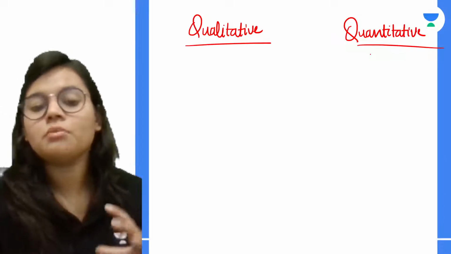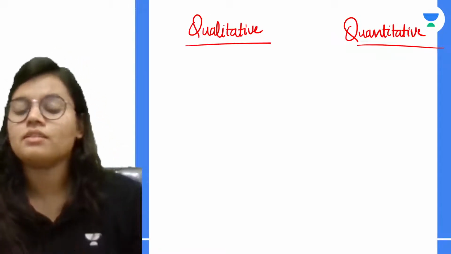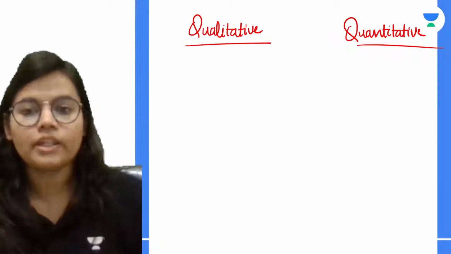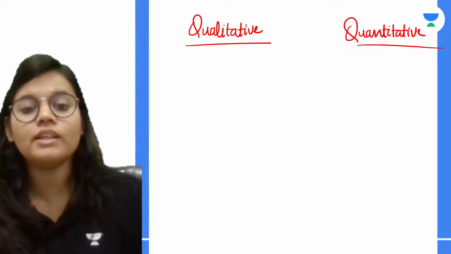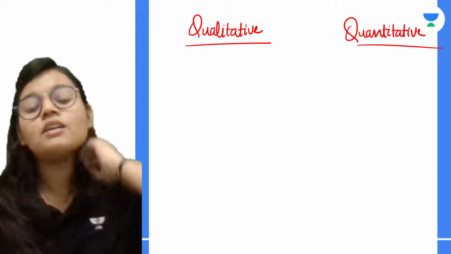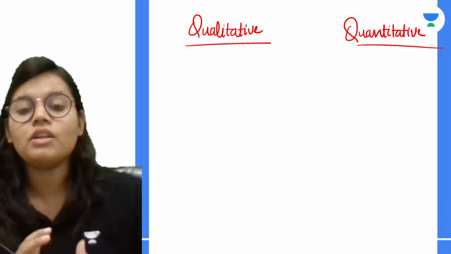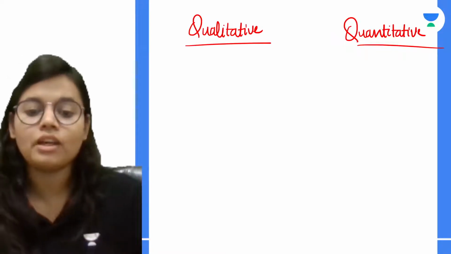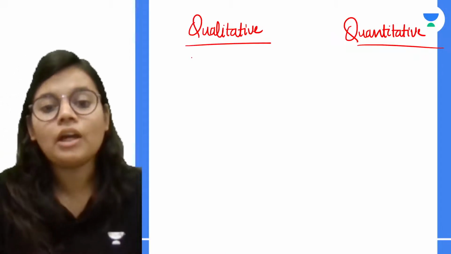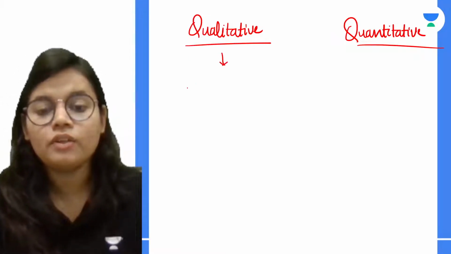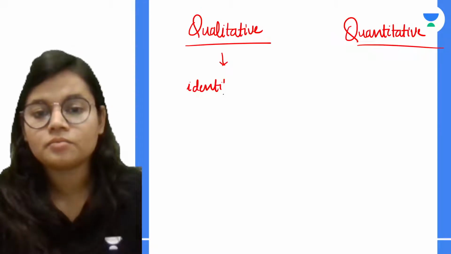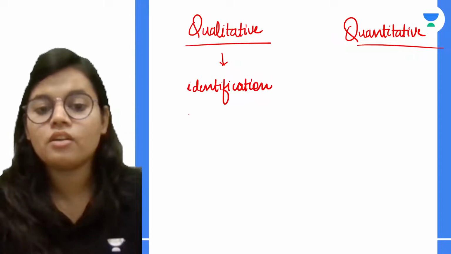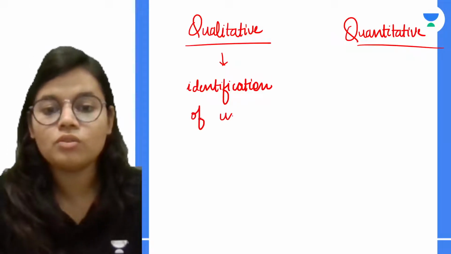Okay, now what do we mean by qualitative? What do we mean by quantitative? Let us try to understand it one by one. Qualitative, quality, basically. Quality, that is type. Okay, so in the qualitative analysis, what are we doing? We are just trying to identify the quality or the type of chemical component. Okay, now in the qualitative analysis, what we do is we identify the unknown component.